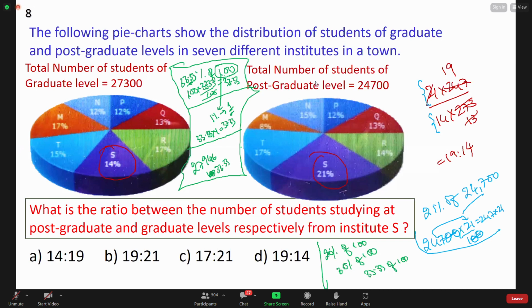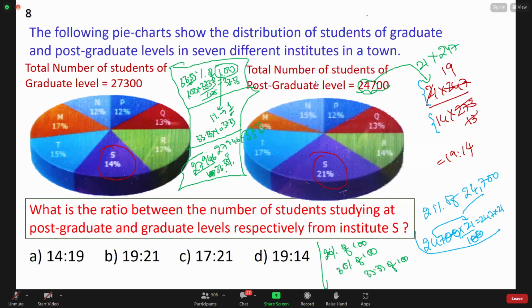Whatever I'm writing, please understand, whenever it asks you about percentages, take 1% of whatever the number is, and multiply with the value of the percentage that you need. Like in this case, 1% of 24,700 was 247. What did I need? I needed 21% of it. So 21 into 1% of it. 1% is 247. That's why.